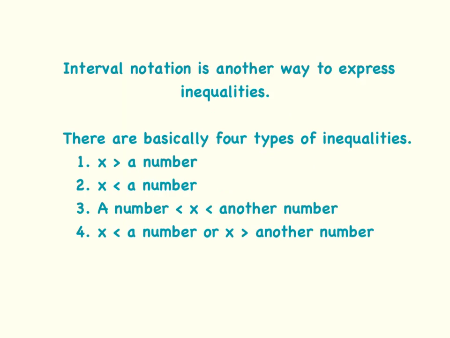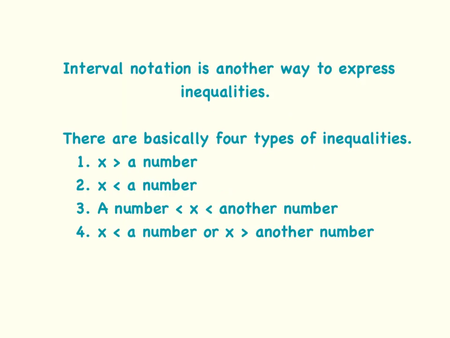Interval notation is another way to express inequalities. There are basically four types of inequalities. 1. X is greater than a number. 2. X is less than a number. 3. X is greater than one number and less than another number. And 4. X is less than one number or X is greater than another number.